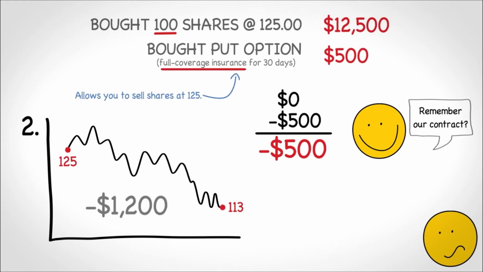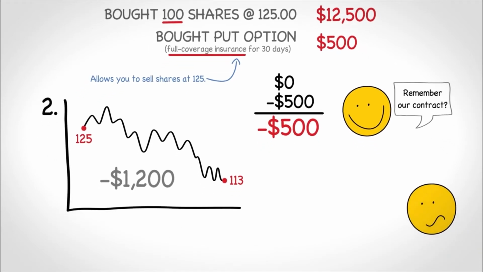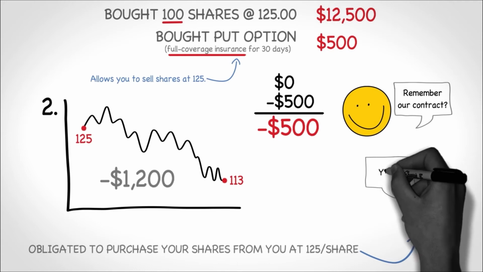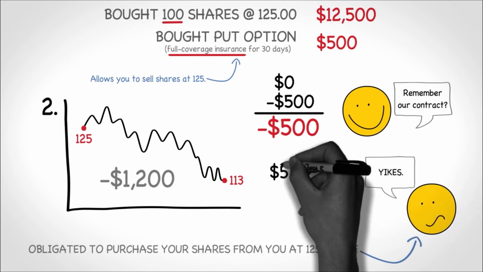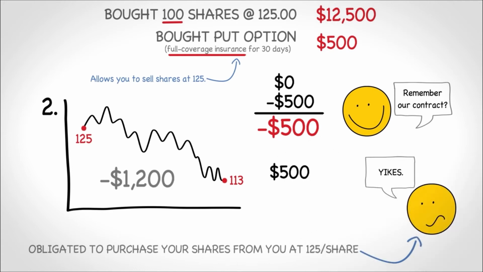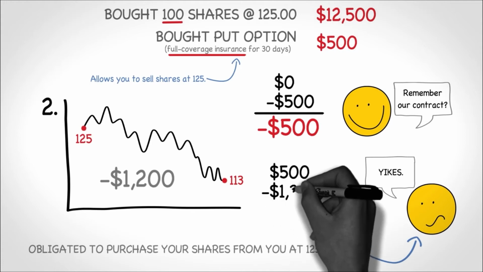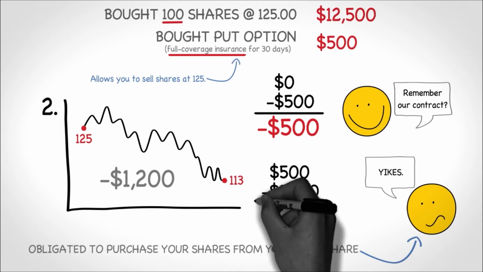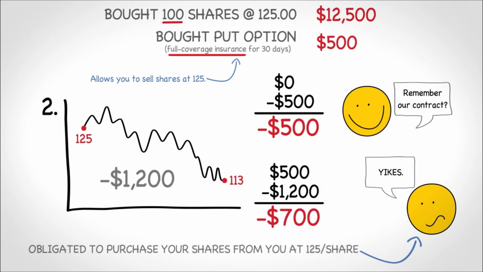Now remember, the person who sold you the option had an agreement with you. They were obligated to purchase your shares from you at $125 per share. So they got to keep the $500 that you paid them for the put option, but they are now sitting on a $1,200 loss on the stock that they own. Now, they can hold the stock and hope it goes back up, or they can sell it at the current market price of $113 for a total net loss of $700.